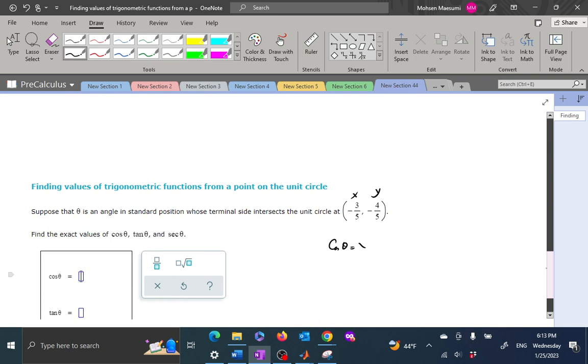Cosine was just x. Again, if you get confused by a prior class, just draw x, y, 1 in the first quadrant. This would have been alpha. Ratio of adjacent to the hypotenuse would have been your cosine. So here it is just minus 3/5. The only thing that is happening here is that our angle is opening in the third quadrant.